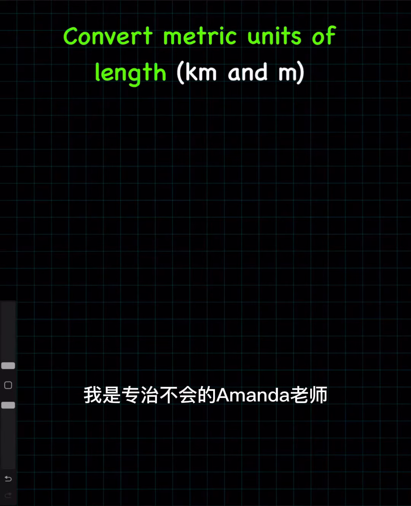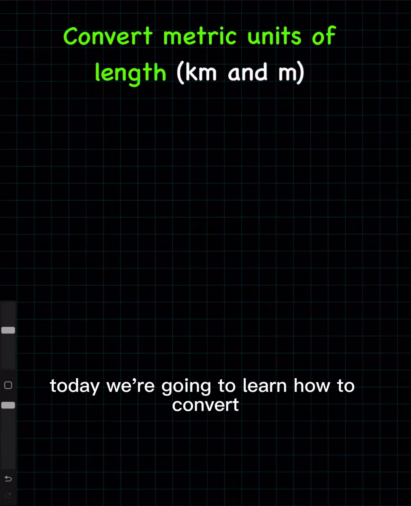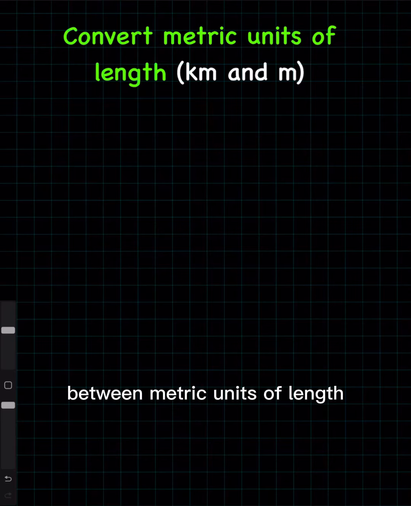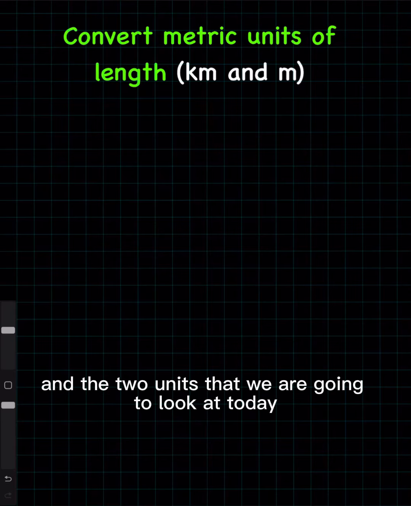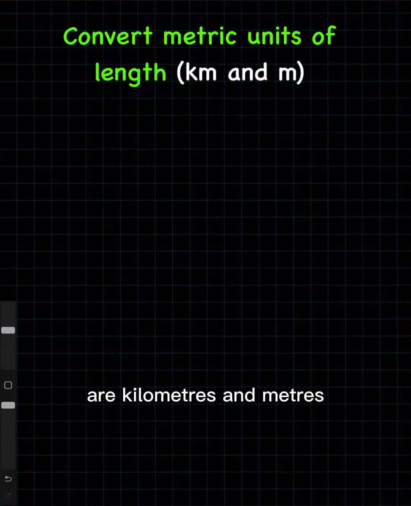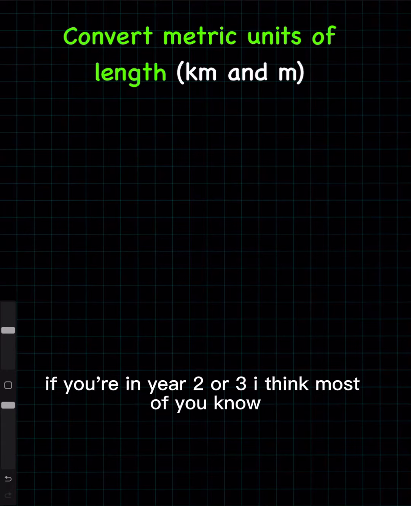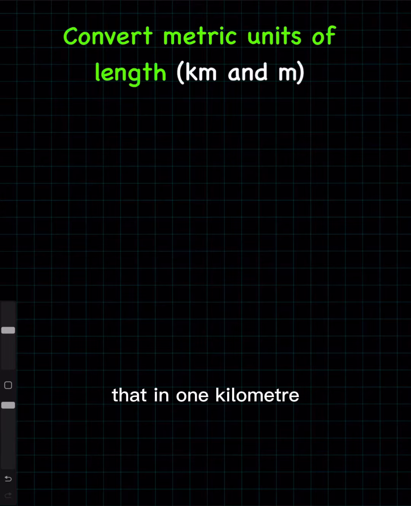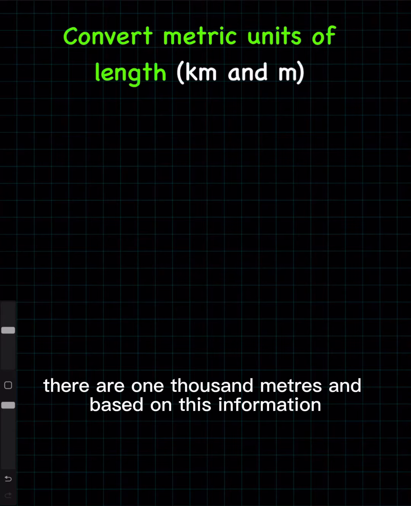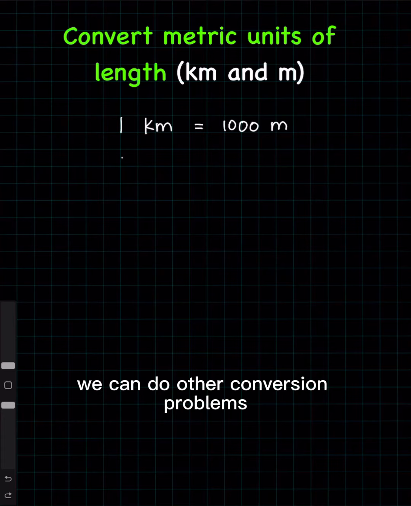Today we're going to learn how to convert between metric units of length. And the two units that we are going to look at today are kilometers and meters. If you are in year 2 or year 3, I think most of you know that in 1 kilometer there are 1,000 meters. And based on this information, we can do other conversion problems.